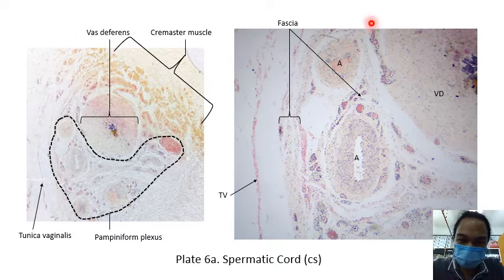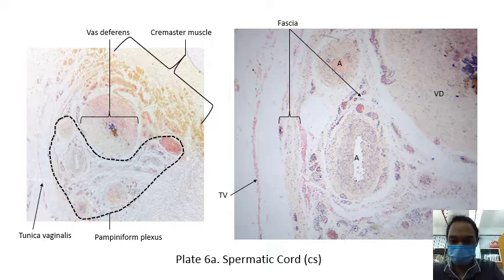And here we have a closer look at the vas deferens. Here's the vas deferens. Here's the lumen here. Then here you have some blood vessels. So this one is an artery, another artery. So these are all parts of the pampiniform plexus. And here we can see connective tissue, similar to the one that surrounds muscle fibers. These are known as fascia.